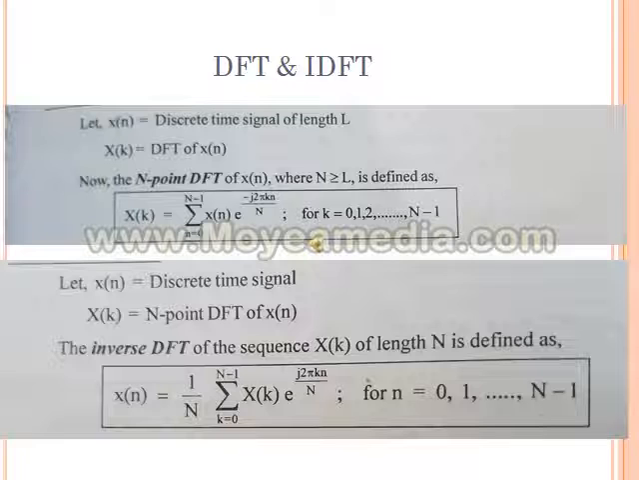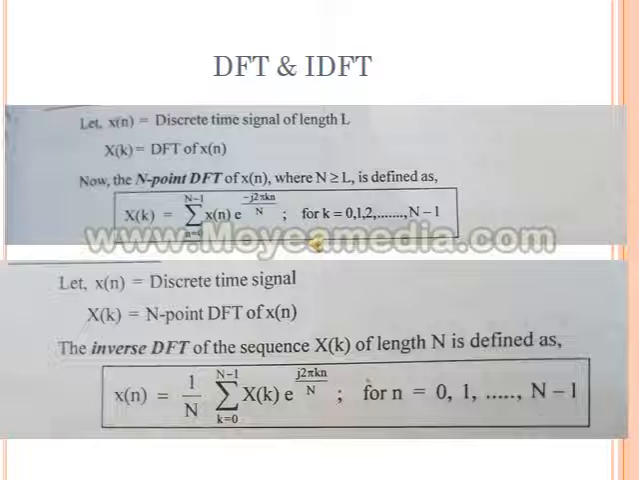Now when we have a signal x[n], what do we mean by the length of the signal? For example, if x[n] has 4 samples, let the samples be 1, 3, 5, 7. So it has 4 samples, and its length is 4. So we can find its DFT, or you may be asked to find its 4-point DFT.